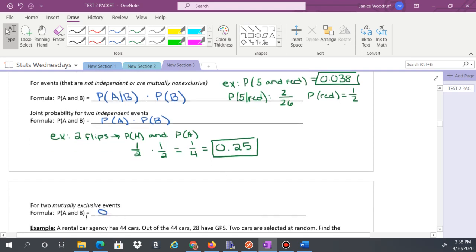And then an example for this one would be find the probability that I get a 5 and a jack on one single pull of the cards. Okay, well that's not going to happen, because you can't get them both at the same time. So that would be 0.